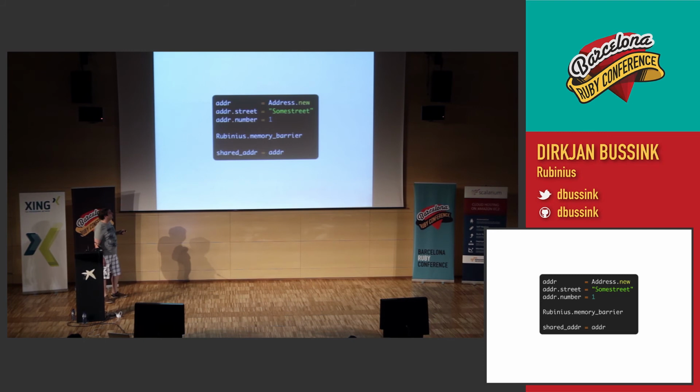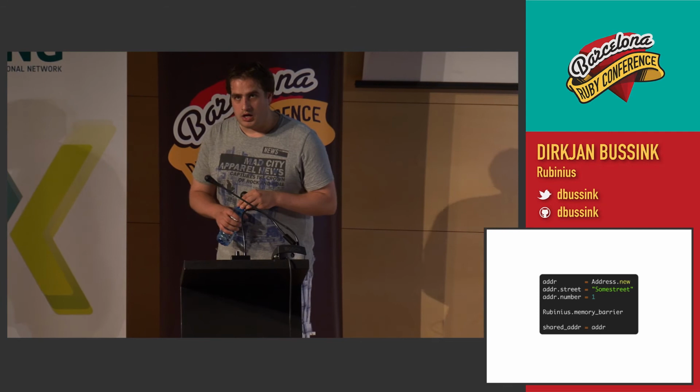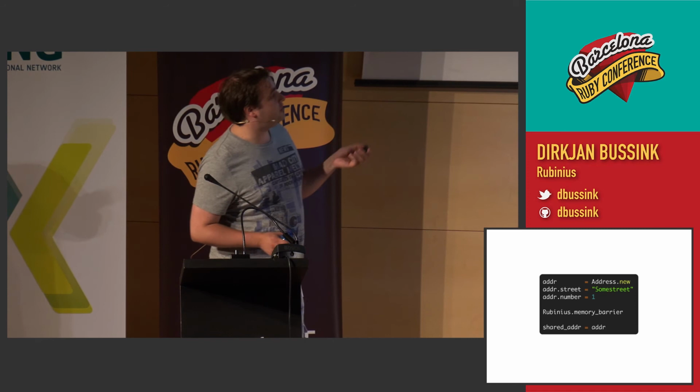This is something you can do in Ruby and Rubinius. We have this method that implements a memory barrier. A memory barrier means that you tell the CPU, no, you cannot reorder this. You have to do everything here before you do it here. That's how you enforce that. And you think, okay, we do this, and then the other side doesn't have a problem.